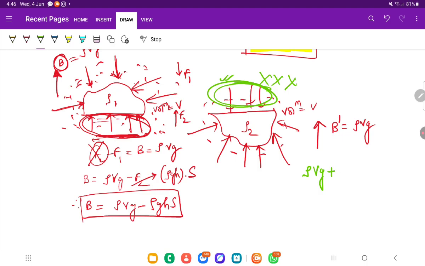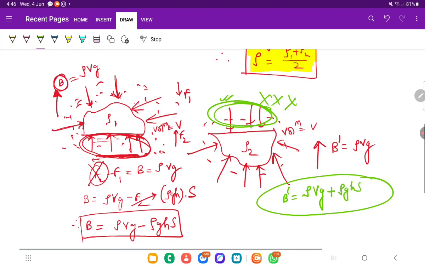So that value will be again rho gh into S, right? So this is the B dash value for this body. Now I will write this in a clear manner. I just wrote all these steps to make you understand that buoyancy force is not always the volume of the water displaced.